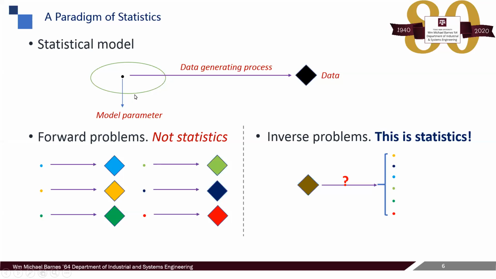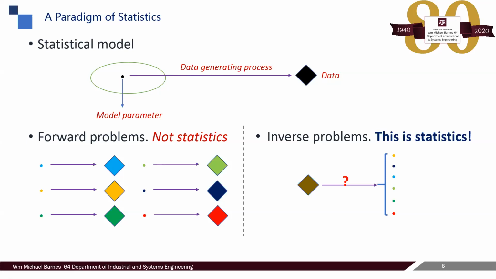So here I use this circle to represent what we call a statistical model. Each point in this domain is called a model parameter. Basically, we can say that a statistical model is a collection of model parameters. Given a model parameter, it becomes a fixed model. But in statistics, we don't know which parameter it is. Given each model parameter, we can have a fixed data generation process. Once we run this data generation process, we can obtain our data. I use this diamond to denote the data.